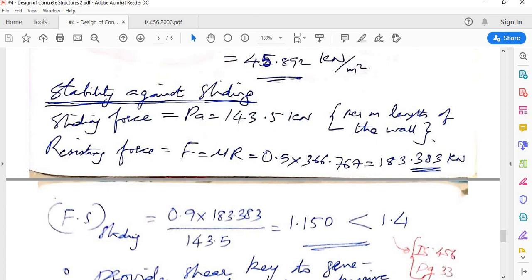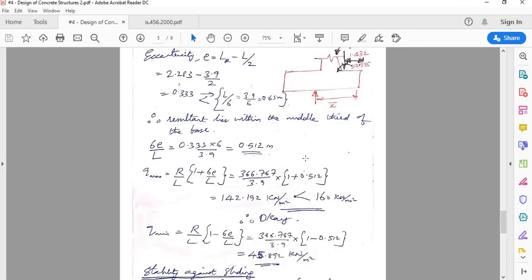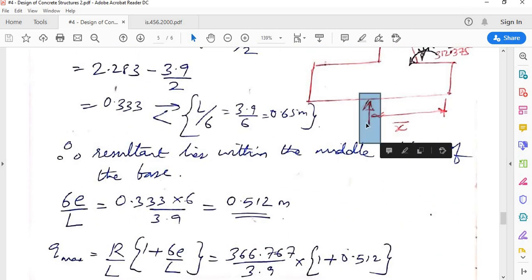Now what is the force that's trying to restore it? It is nothing but this reaction into coefficient of friction.